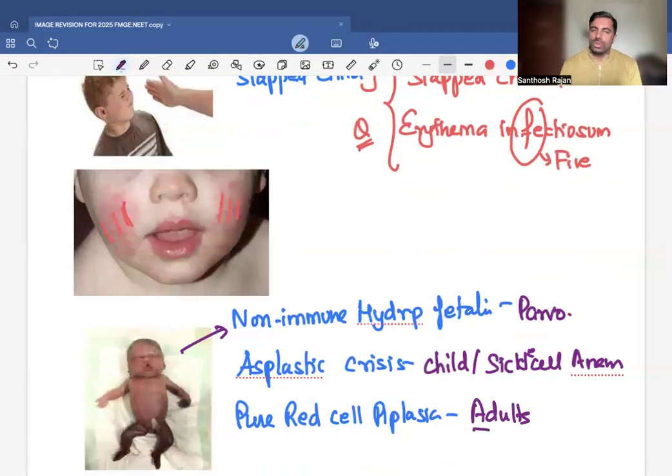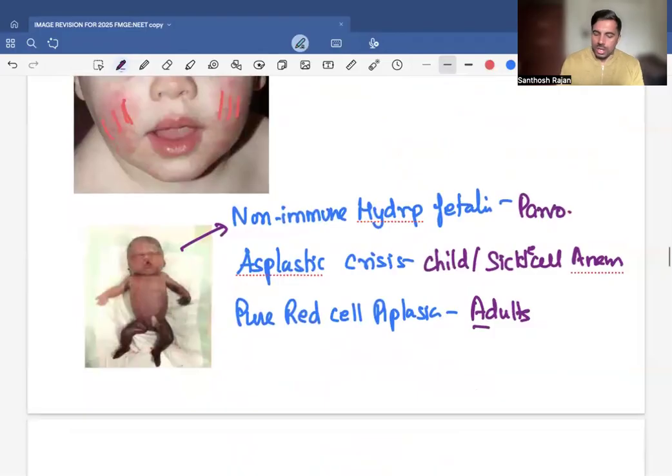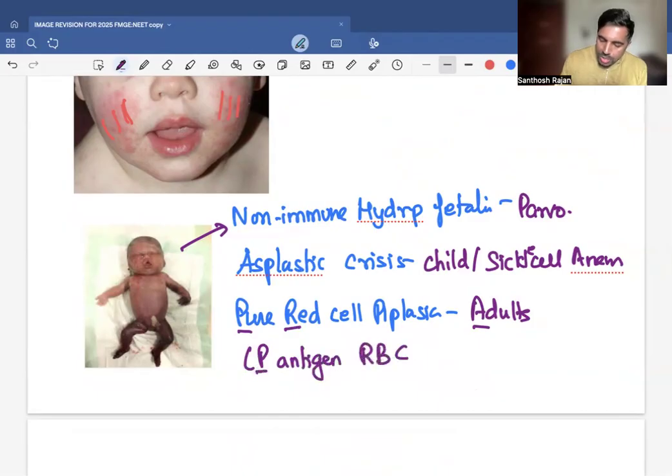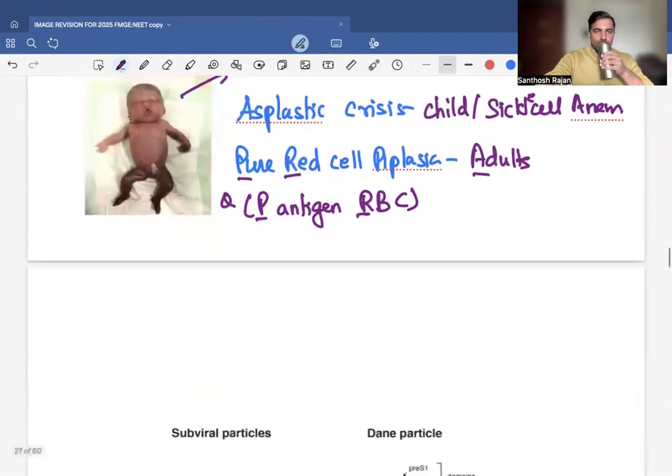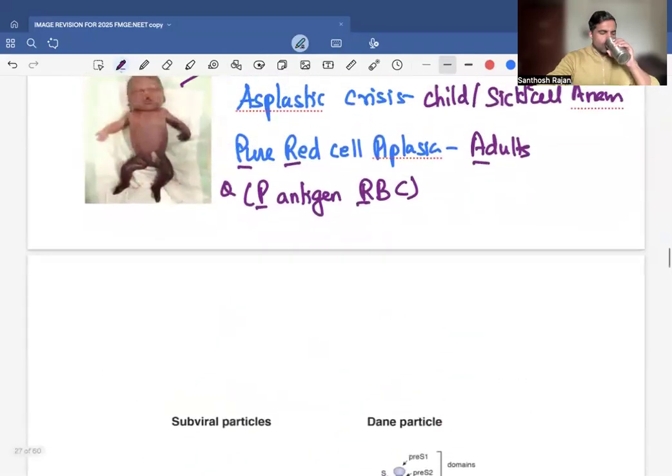So these are a few things you should know. Also, its favorite cell is the P antigen. Parvovirus likes the P antigen of RBC. If you forgot P and R, that's why you have this problem. These are repeatedly asked questions. That's it. You know it very well now. One more thing.